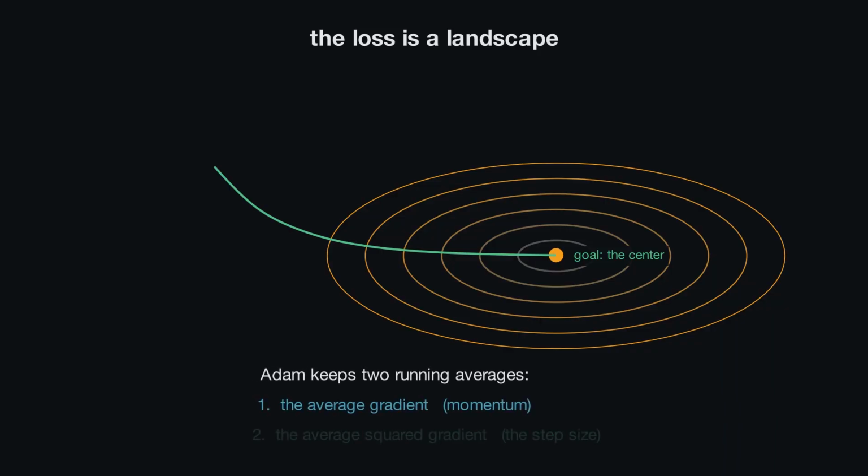ADAM is the famous optimizer that does both at once. It quietly tracks two running averages for every weight: the average gradient, which gives it momentum, and the average squared gradient, which sets the step size. Momentum plus adaptive steps in one package. That combination is why ADAM just works on so many problems right out of the box. It is the default that almost everyone reaches for first.